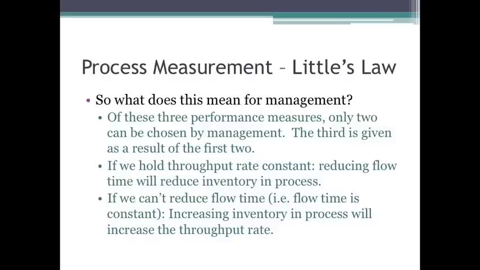Suppose flow time is constant. For instance, suppose we have a recipe where we're baking bread. It takes 9 minutes to bake a loaf of bread. We can't change that. Well, if we can't reduce the flow time, but we want to increase the throughput rate, we have to increase the inventory. We have to increase the amount of items that we're working on at one time. So, this gives us a blueprint. This gives us tools by which we can improve the process, depending on how we want to get it done.